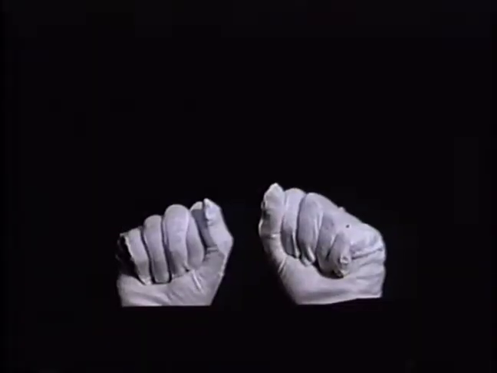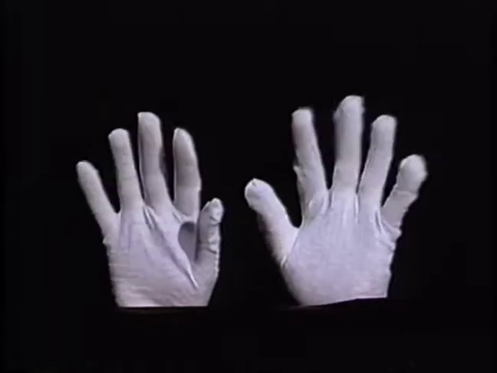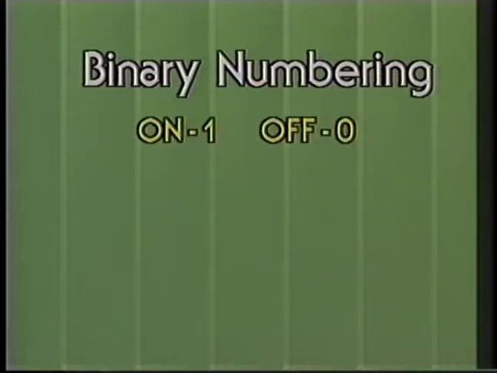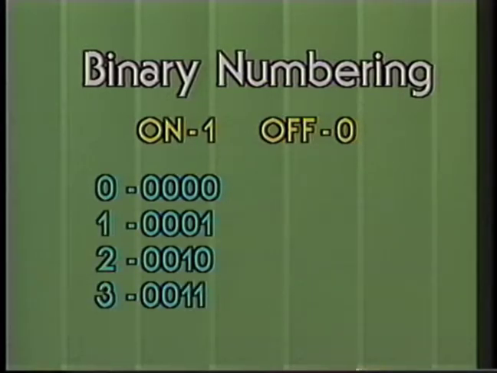People count in base 10, the decimal numbering system, probably because we have 10 fingers. Computers count in base 2, the binary numbering system, because its language is a code of electronic pulses that are either on or off, represented as ones and zeros. These on-off pulses are called bits, short for binary digits.